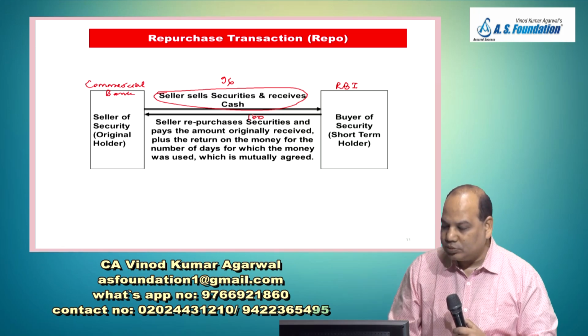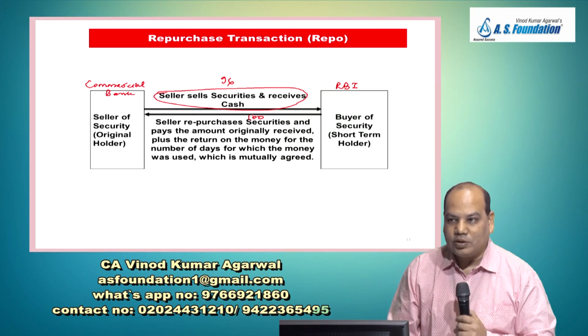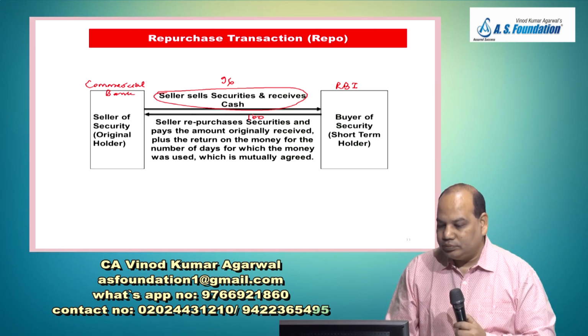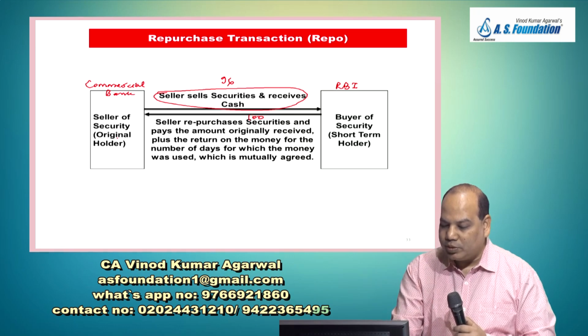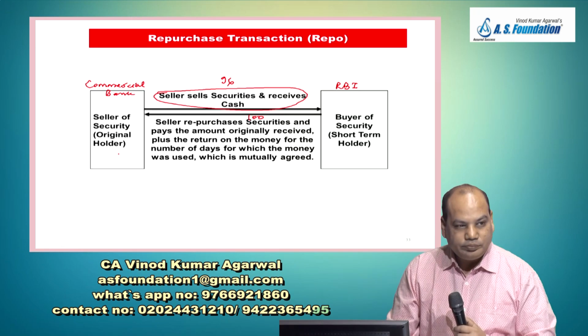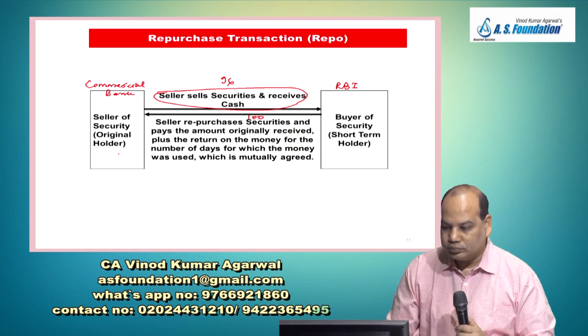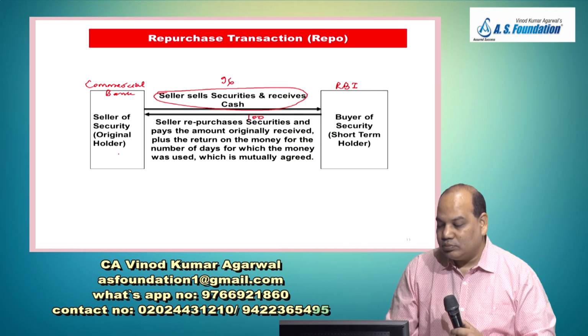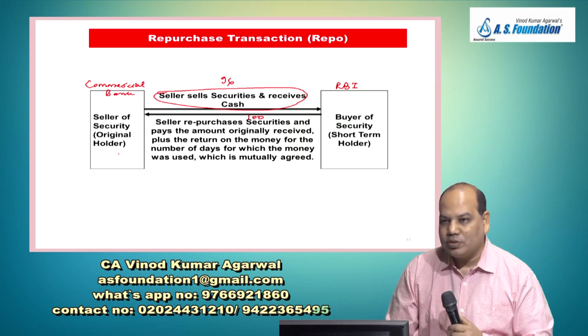So now you can draw the repo diagram. Reverse repo, I'll explain later. First complete the repo part. On the left side you write commercial bank, in brackets seller of security, original holder. Seller sells securities and receives cash. So it got money, but at the same time it has to give its security as collateral to the other party, which is RBI in our example.